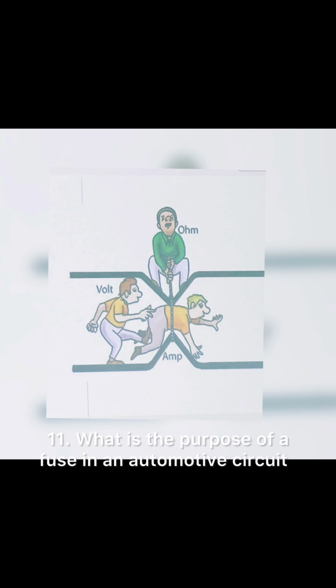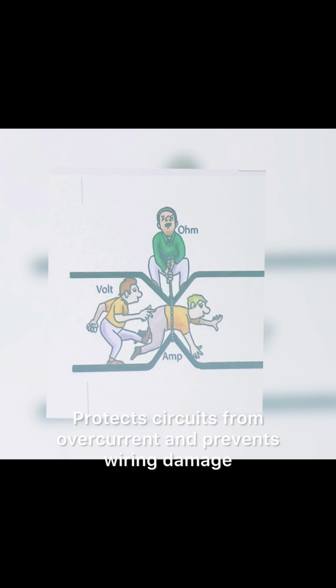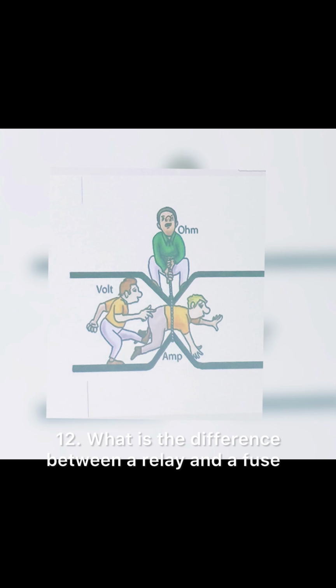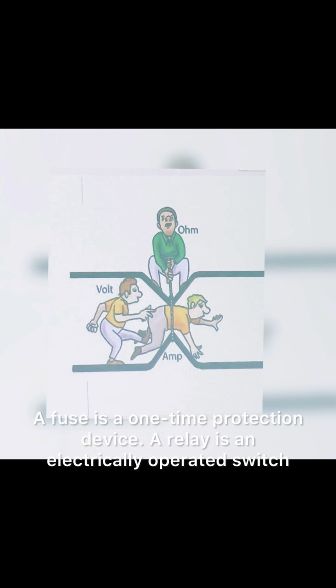11. What is the purpose of a fuse in an automotive circuit? Protects circuits from overcurrent and prevents wiring damage. 12. What is the difference between a relay and a fuse? A fuse is a one-time protection device. A relay is an electrically operated switch.